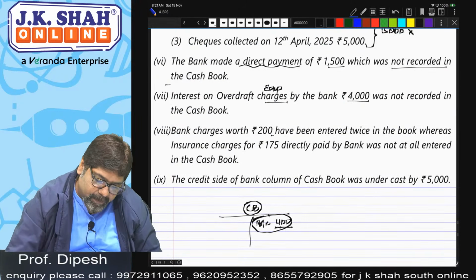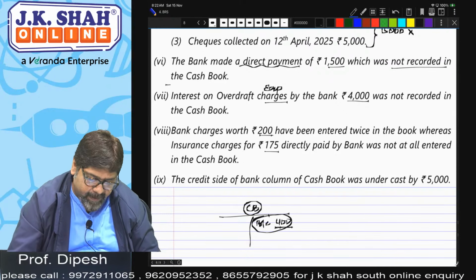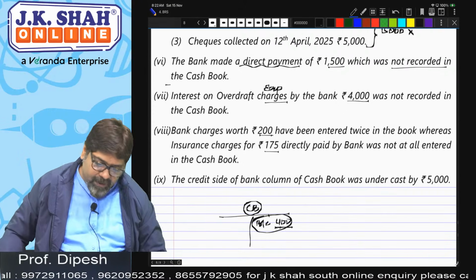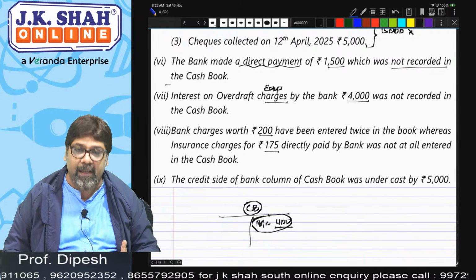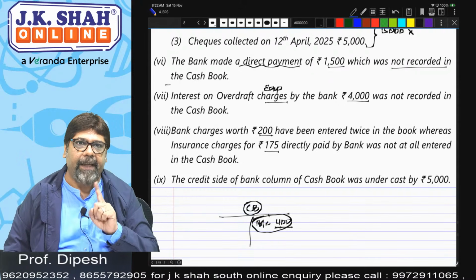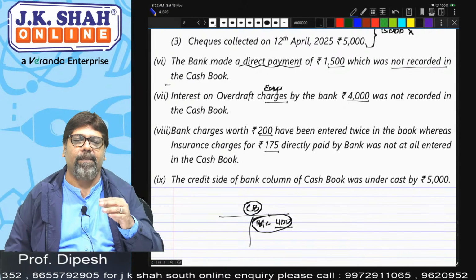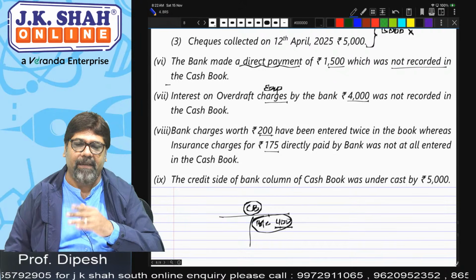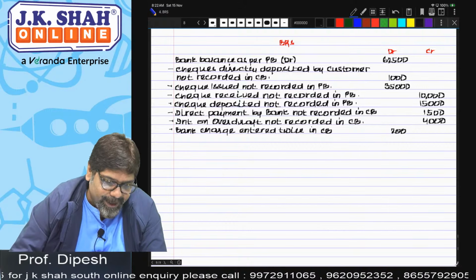Bank charges worth rupees 200 have been entered twice. Insurance charges 175 directly paid by the bank was not entered in the cash book. Insurance charges is income or expense? Expense, not recorded in passbook. In the passbook, expense will come on which side? Receipts come on the credit side, so expense will come on the debit side. Debit side, sir. Correct.